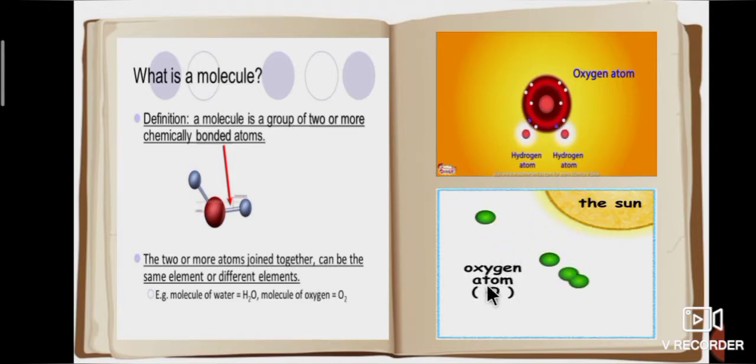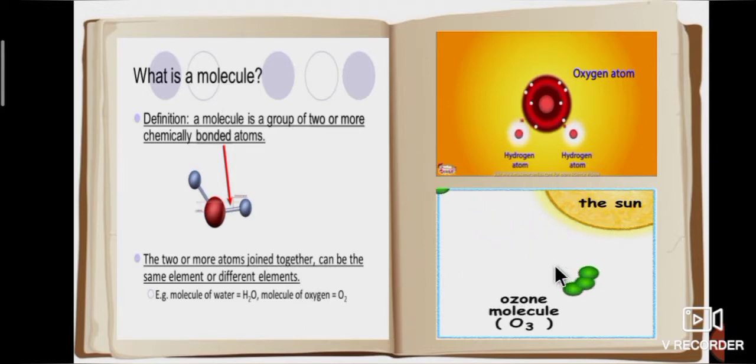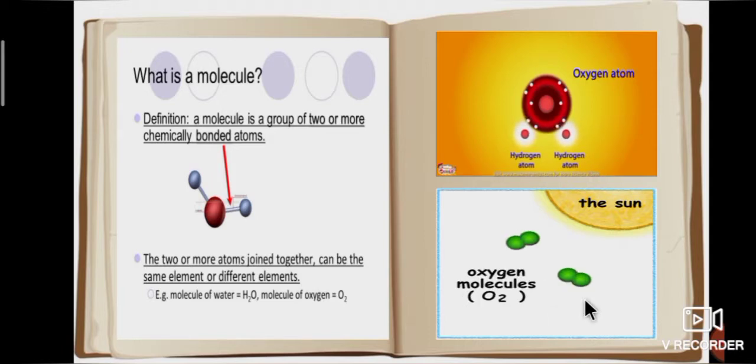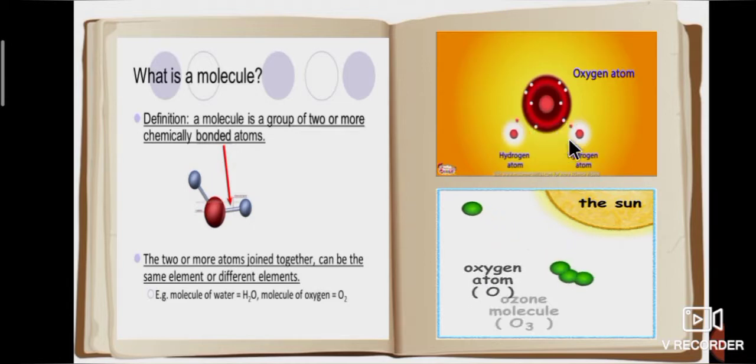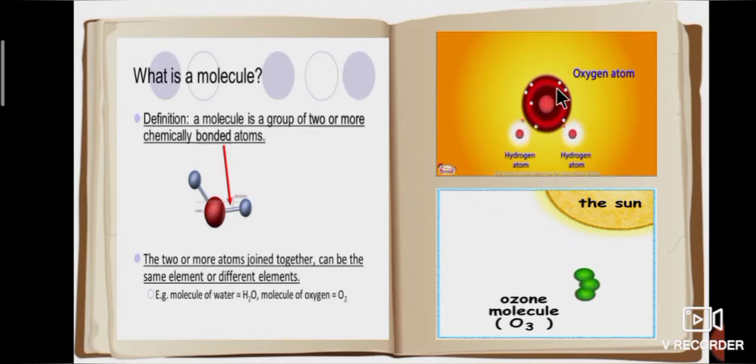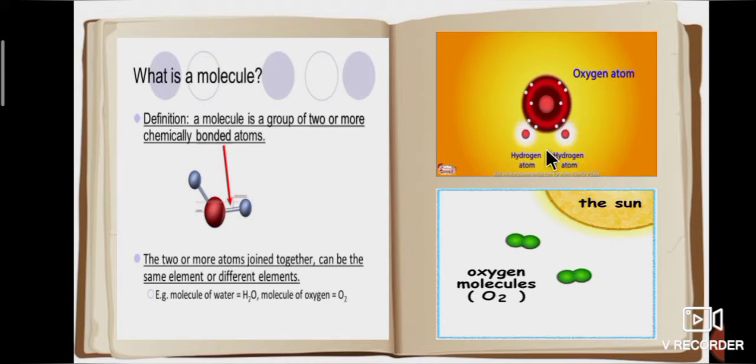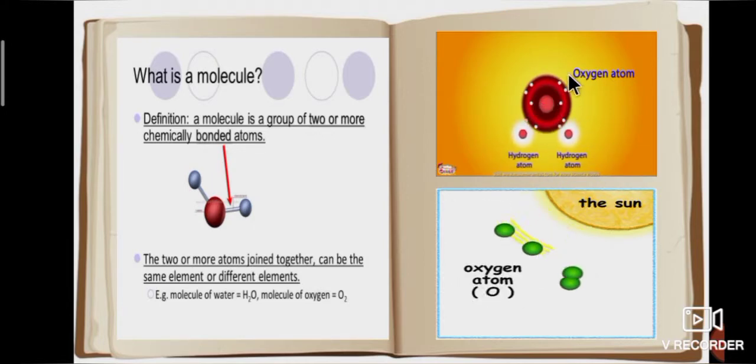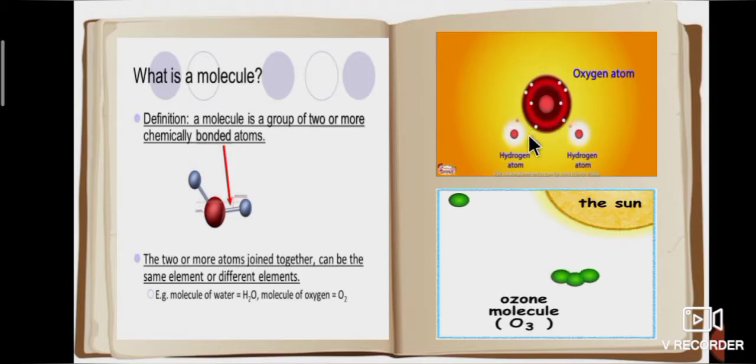Example, if same element means two oxygen and one more oxygen to form ozone. Different elements means water molecule. Two hydrogen atoms chemically bonded with one oxygen atom to form a water molecule.